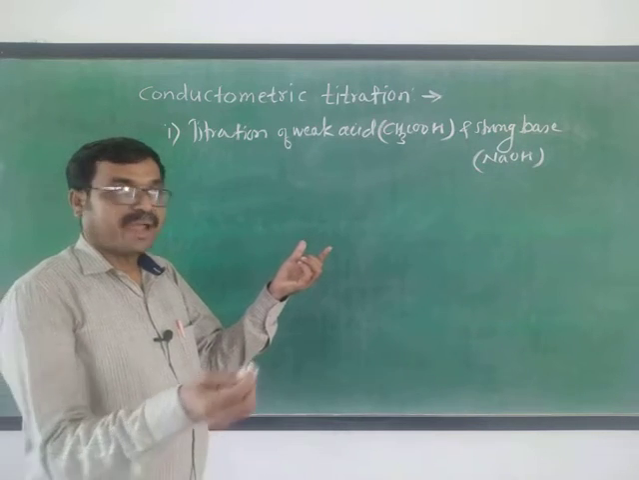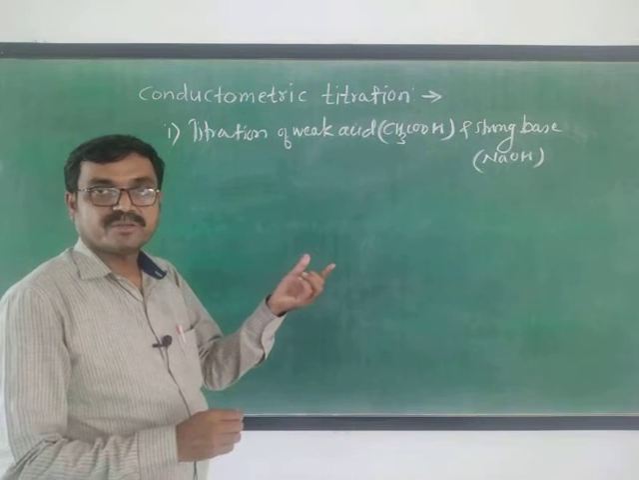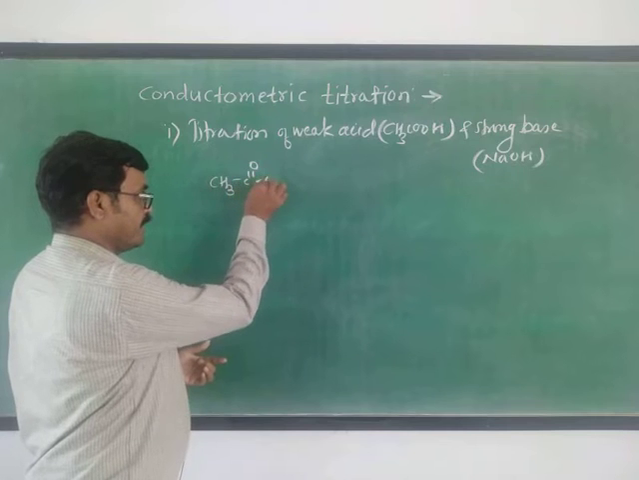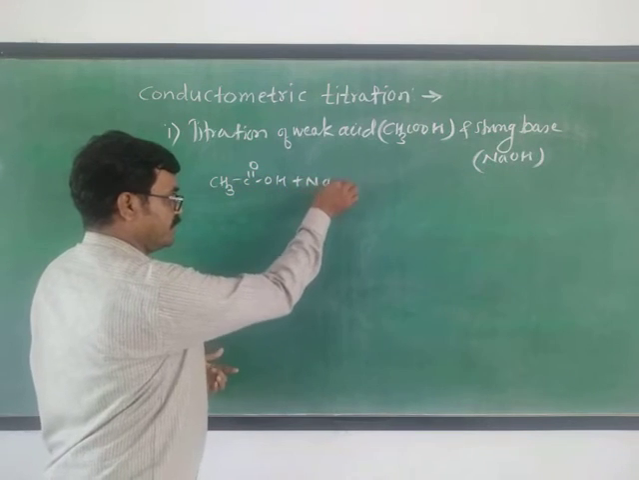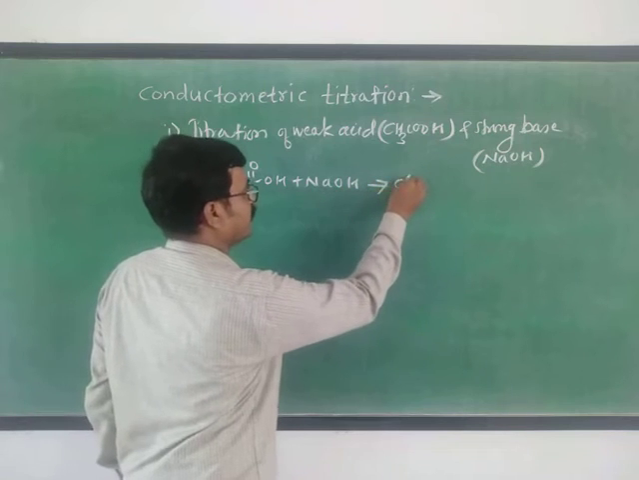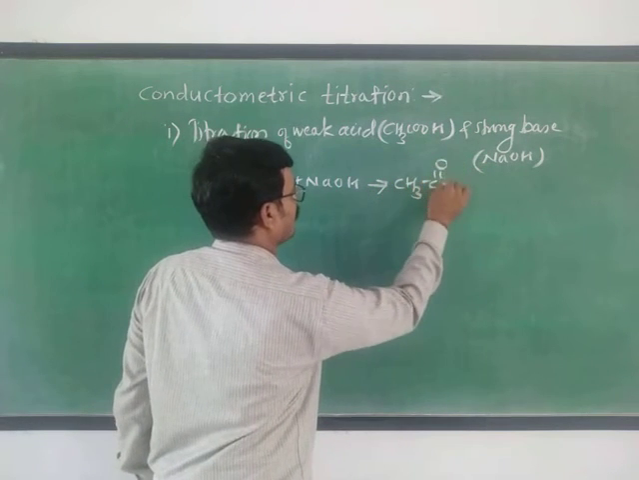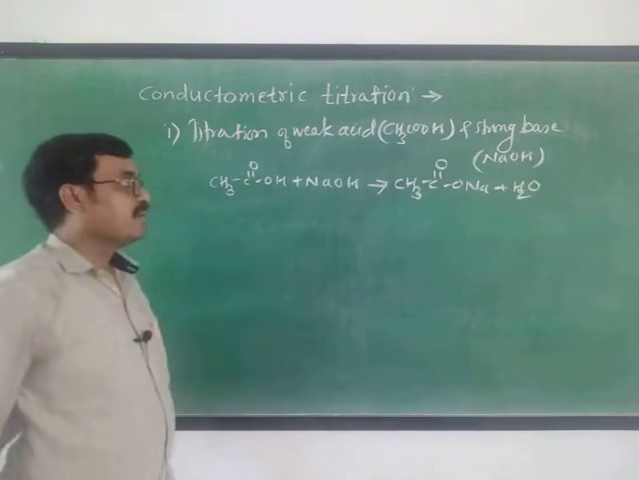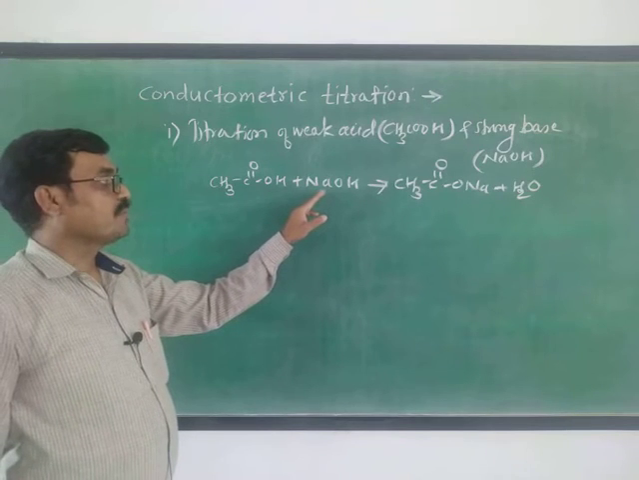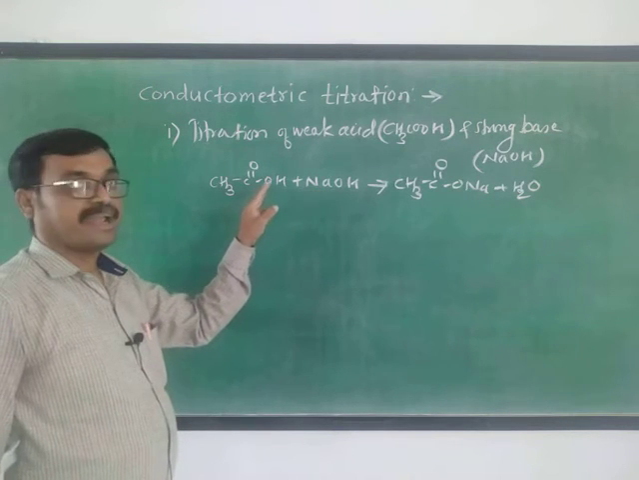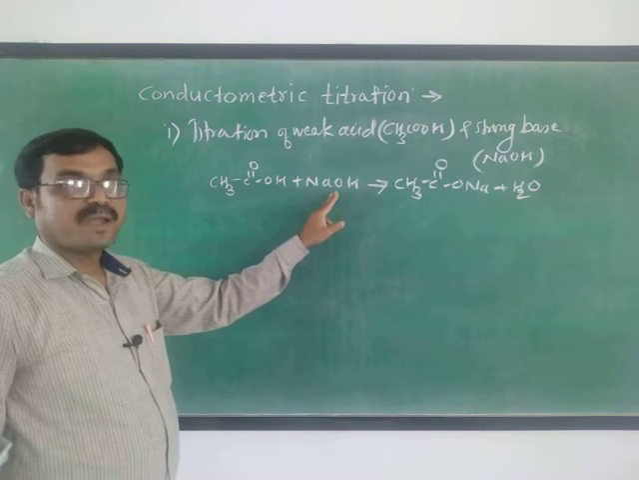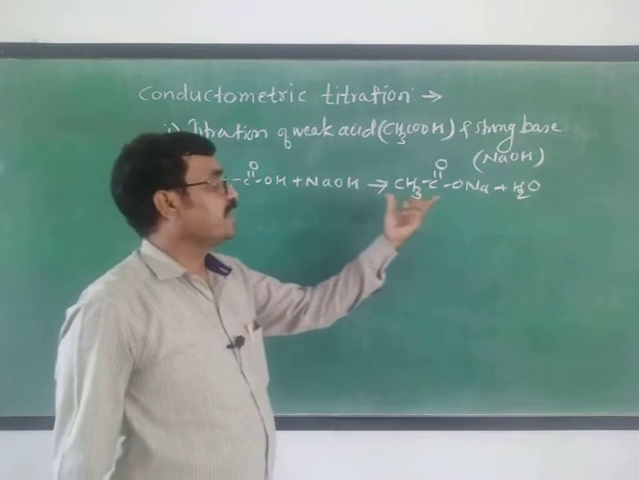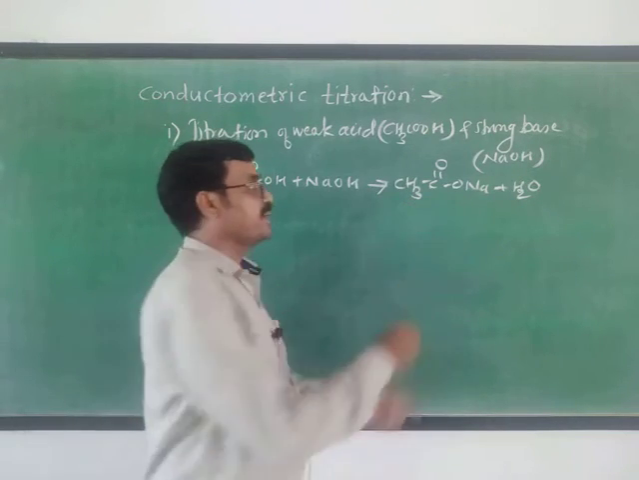Now as we add strong base NaOH, then what happens? Again acetic acid reacts with this NaOH, that is the strong base. It gives CH3COONa plus H2O. Here, upon addition of a small amount of NaOH, this weak acid reacts with strong base, and this poorly conducting acid is converted into strongly ionized salt.